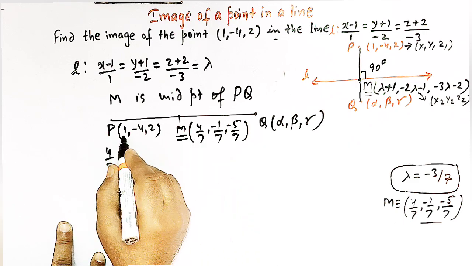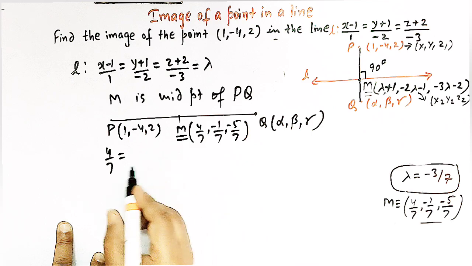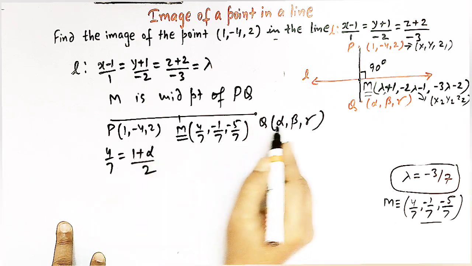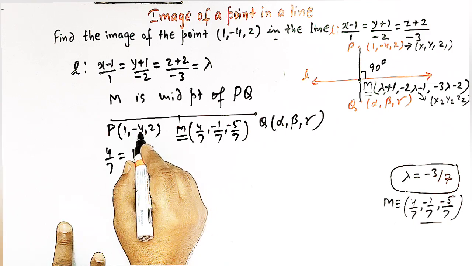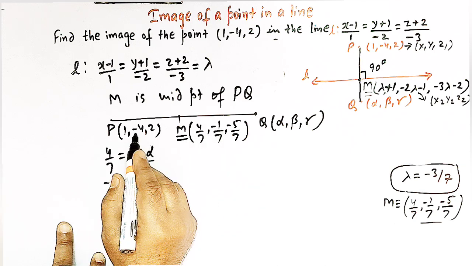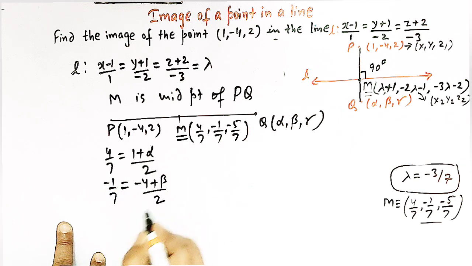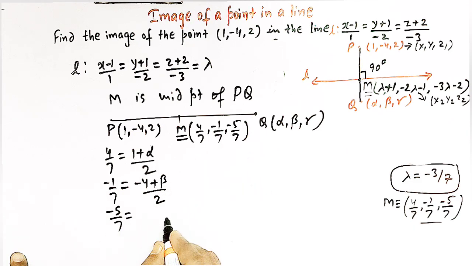The x coordinate is given by the mean of these two coordinates, that is (1 plus alpha) over 2, and similar is the case with y and z coordinates. So we have here minus 1 over 7 is equal to (minus 4 plus beta) over 2, and then we have minus 5 over 7 is equal to (2 plus gamma) over 2.